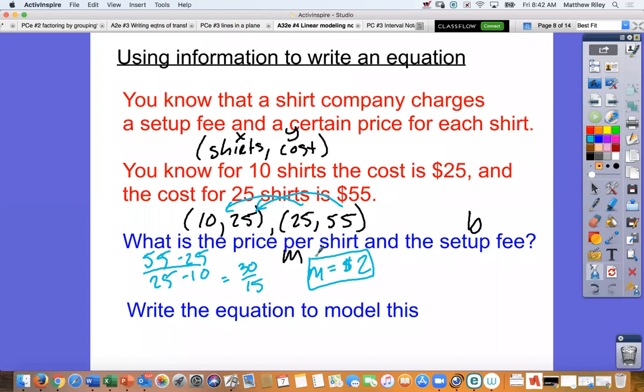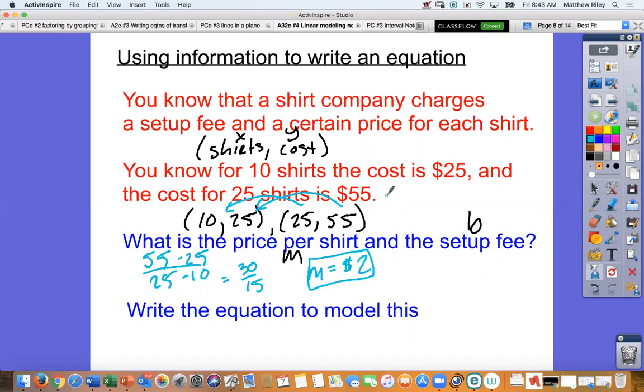Now, I want to see your work. I want to see your thought process, how you guys are doing this, because there's more than one way to do this. I could simply look up here and say, well, wait a minute. If my cost per shirt is $2, and I know for 10 shirts it costs $25, well, those 10 shirts themselves would only cost $20. So that means the setup fee has to be $5. And then check it with the next one. My slope or my change is $2 per shirt. So 25 times $2 is 50. So again, my setup fee is $5.